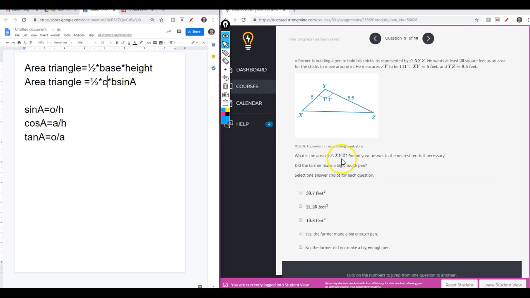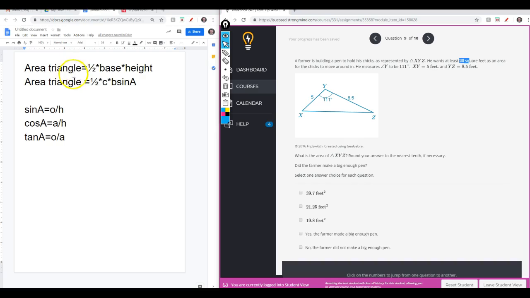What is the area of triangle XYZ? Round your answer to the nearest tenth if necessary. Did the farmer make a big enough pen? So he wants at least 20 square feet. So it has to be 20 square feet or greater for it to be a big enough pen.